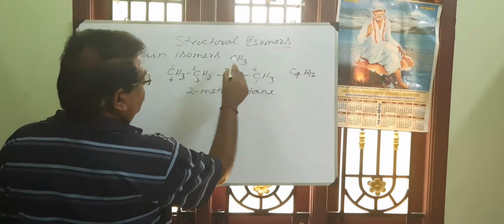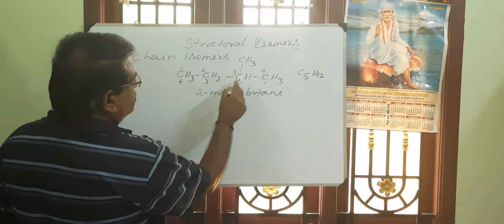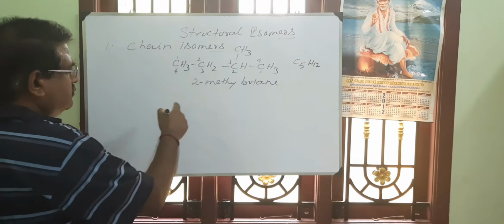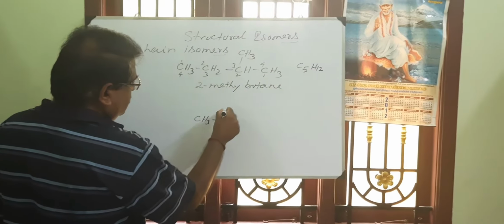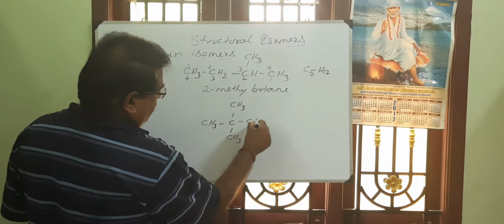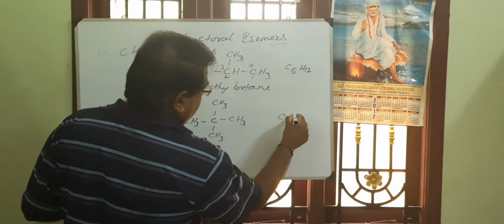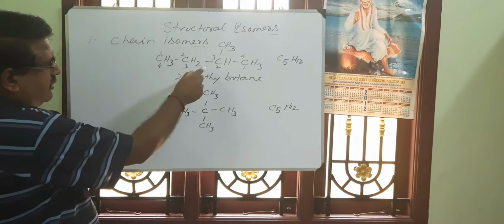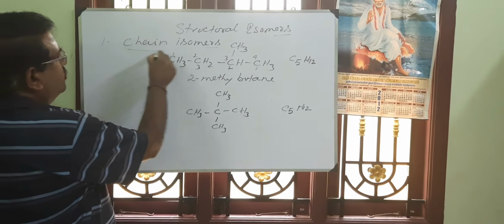Actually, it is C5H12, the molecular formula. Now let us see another molecule: CH3, C, CH3, CH3 and CH3. The molecular formula of this compound is also C5H12. So the molecular formulas are the same, but the two molecules differ in their carbon chain. So these two molecules are chain isomers.